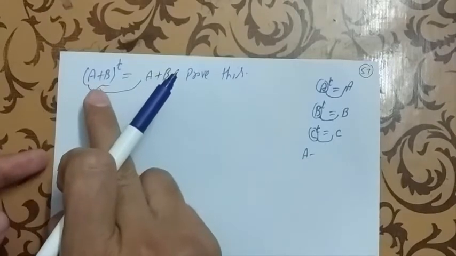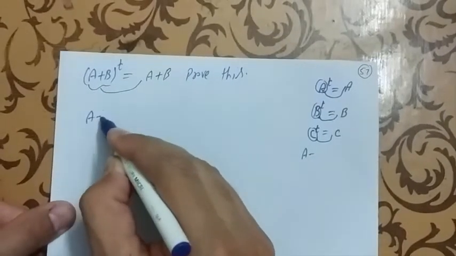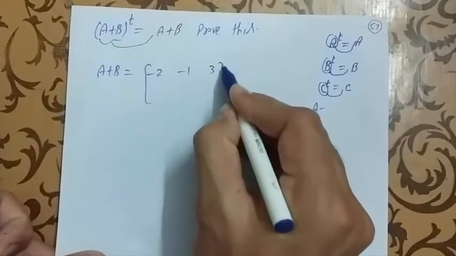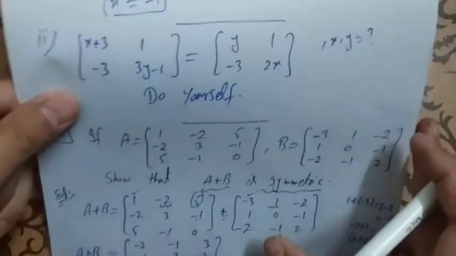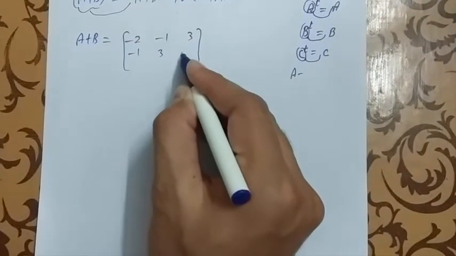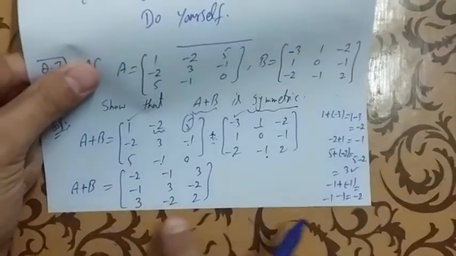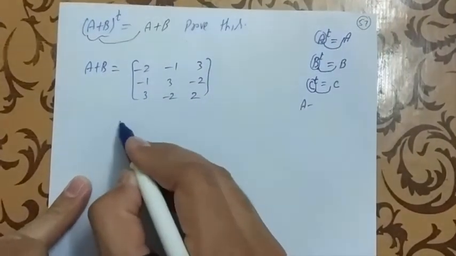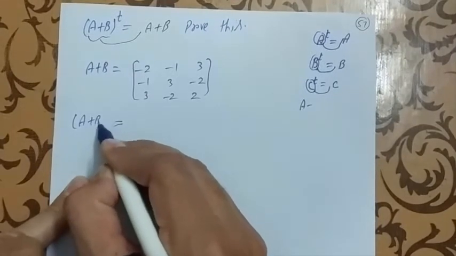First of all I write A plus B, which I solved previously. A plus B is the matrix with rows minus 2, minus 1, 3; minus 1, 3, minus 2; and 3, minus 2, 2. So simply students, take its transpose.